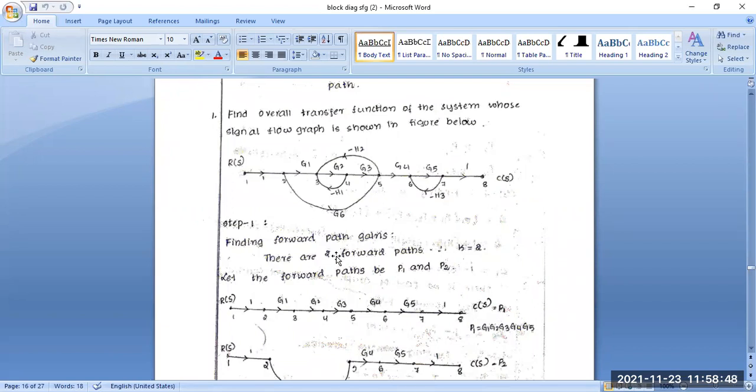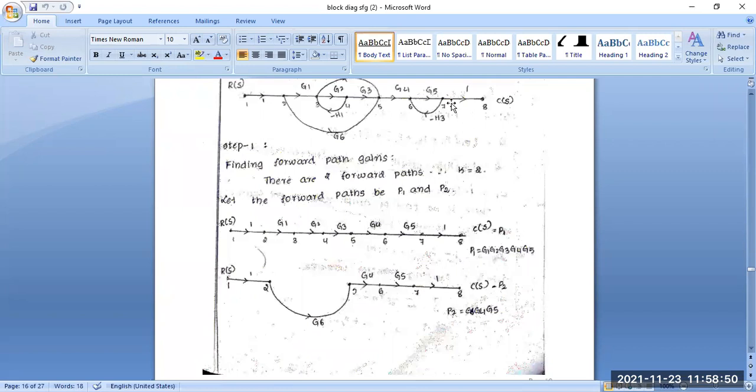Next, these two paths. The first one goes from R(s), the input point, to C(s), the output point, and this path is named P1. It is the straight path through G1, G2, G3, G4, G5. This is the forward path gain.